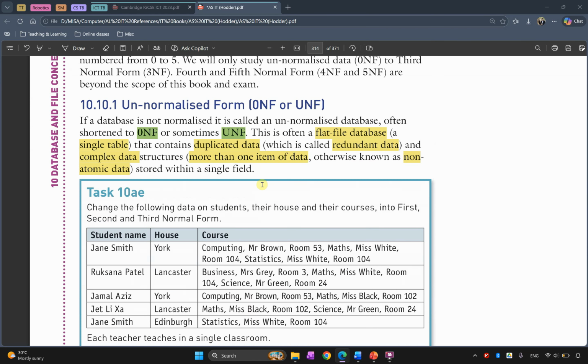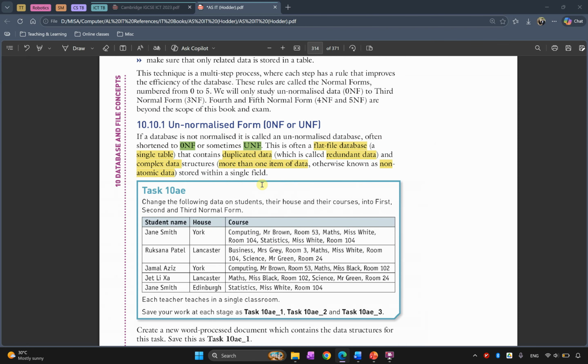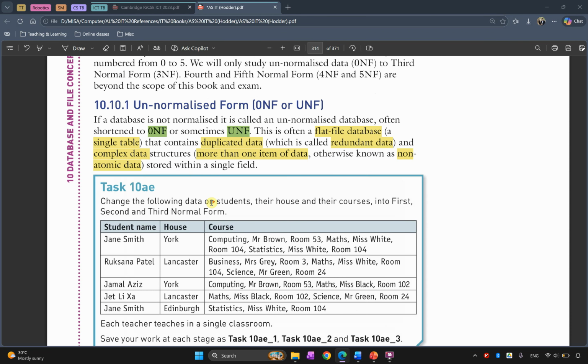So actually we have up to 5 normalizing forms, starting from 0 up to 5, but according to our syllabus in A level for IT, we're going to start with 0 normalizing form and then 1, 2 and up to 3 only. We're going to cover only these 4 normalizing forms. So let's start with the 0 normalizing form, or unnormalized form.